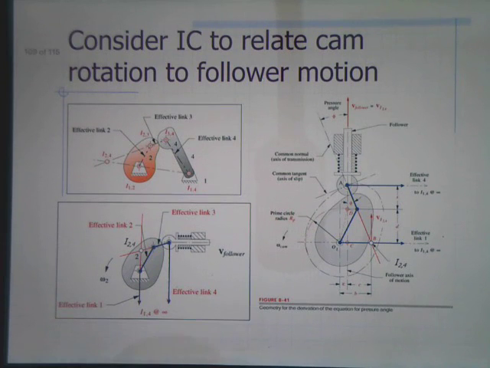Now, to relate cam rotation to follower motion, so in other words, as this cam rotates, this follower moves, we use the instant center of zero velocity to do that. So consider the instant center to relate the cam rotation to the follower motion. I'm going to go through a couple of steps to show that.